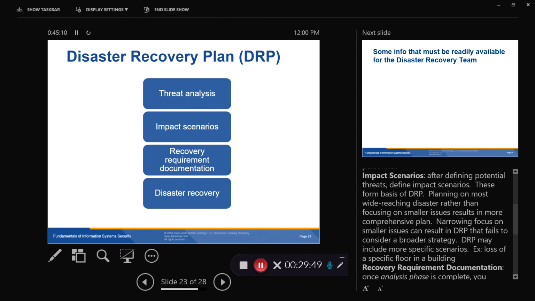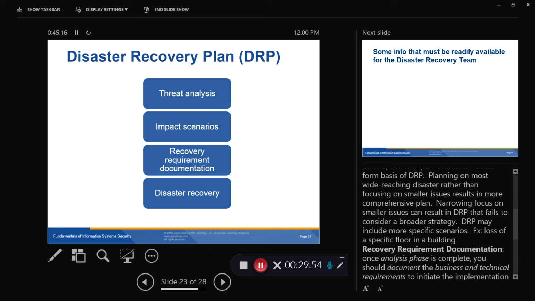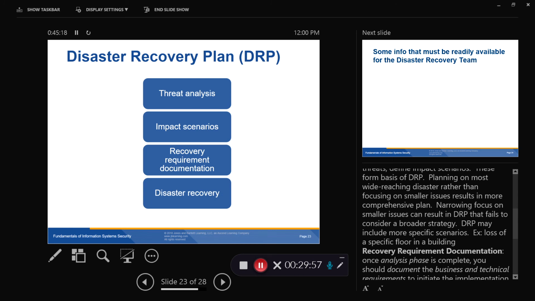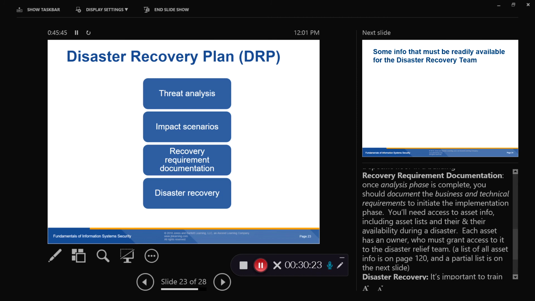The impact scenarios. After defining the potential threats, you have to define the impact scenarios. These form the basis of your disaster recovery plan. Planning on the most wide-reaching disaster, rather than focusing on smaller issues, results in a more comprehensive plan, because you need a comprehensive plan. Narrowing your focus onto smaller issues can result in a DRP that fails to consider a broader strategy. The DRP may include some specific scenarios, such as the loss of a specific floor in a building, but it really needs to be a comprehensive document.